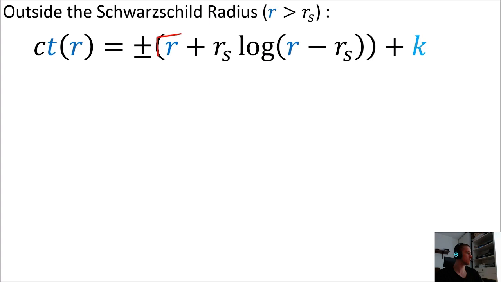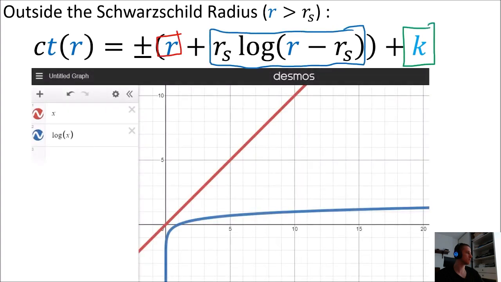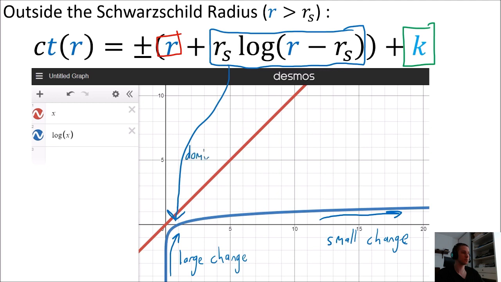So this solution has a linear part, a logarithmic part, and a constant part. If we graph the linear and logarithmic functions, we see that the logarithmic function changes very quickly when its input is close to 0, but very far away from 0, it doesn't change very much. So when we add the linear and logarithmic functions together, we expect the logarithmic part to dominate when the log input is close to 0, and for the linear part to dominate as we move farther and farther away.